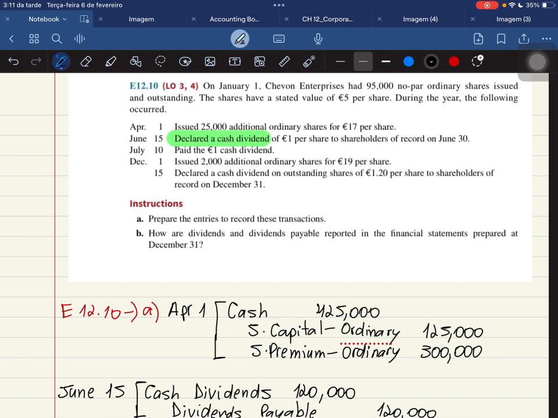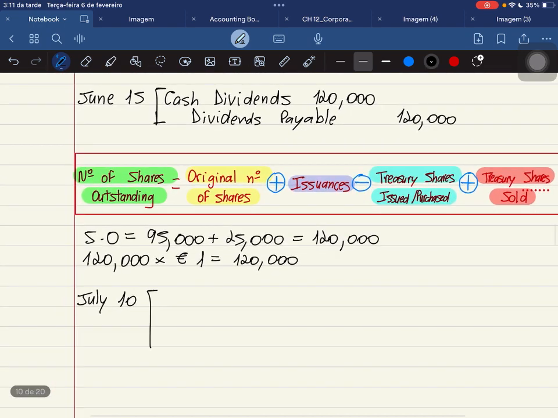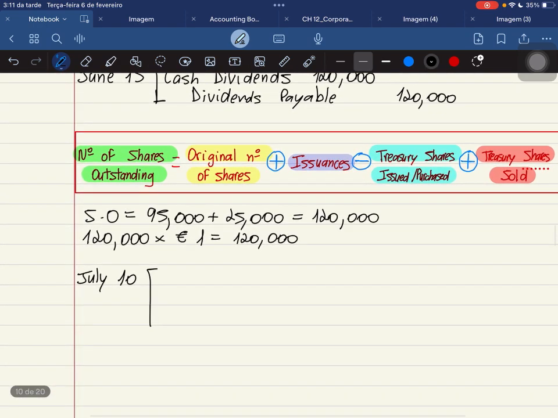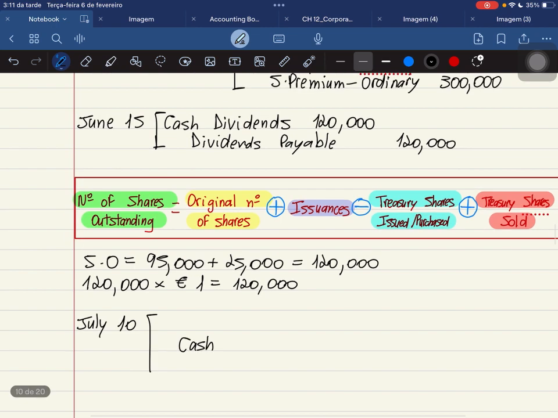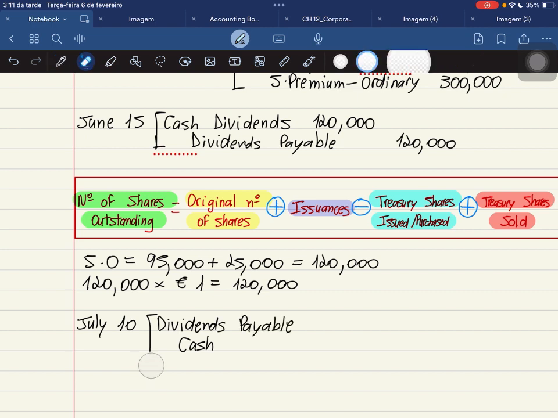Paid that €1 cash dividend. Okay, now we actually paid it, so that means that indeed our cash can go down. And previously we said that these dividends payable are going up, right? Now we have to reduce them because we pay them. So dividends payable is debited in order to reduce it. And the value is going to be the same value that we declared before.